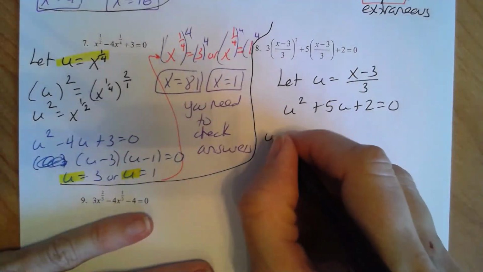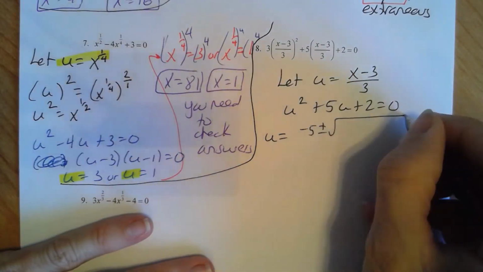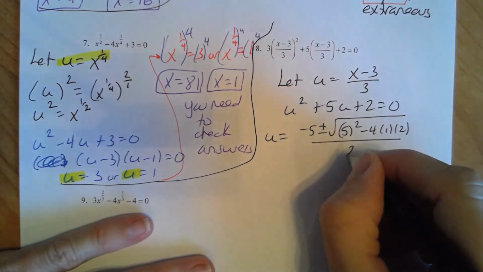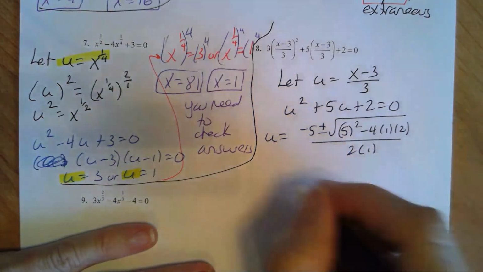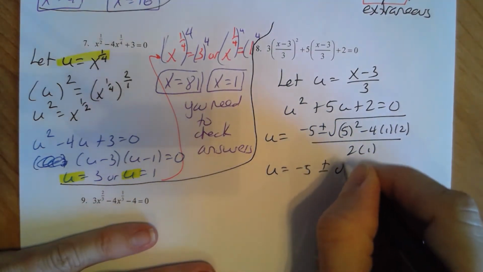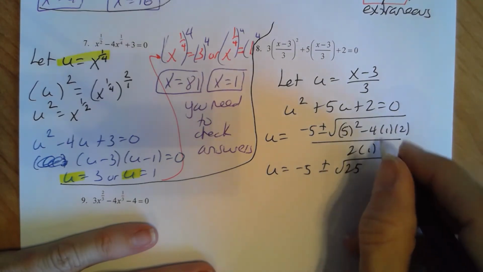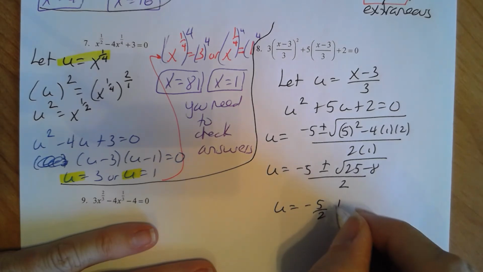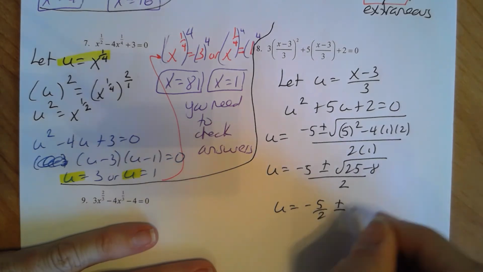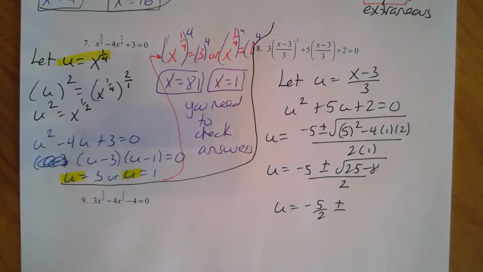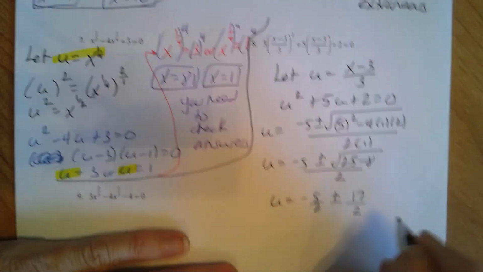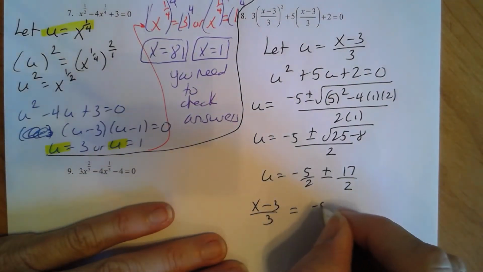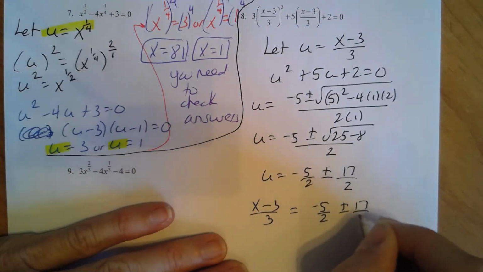So u equals negative 5 plus or minus the square root of 5 squared minus 4 times 1 times 2, all over 2 times 1. So u is going to equal negative 5 plus or minus the square root of 5 squared is 25, and that's going to give me an 8, over 2, plus or minus 25 minus 8 is going to be 17 over 2. Now what was u? u was (x minus 3) over 3, equals negative 5 halves plus or minus 17 over 2.